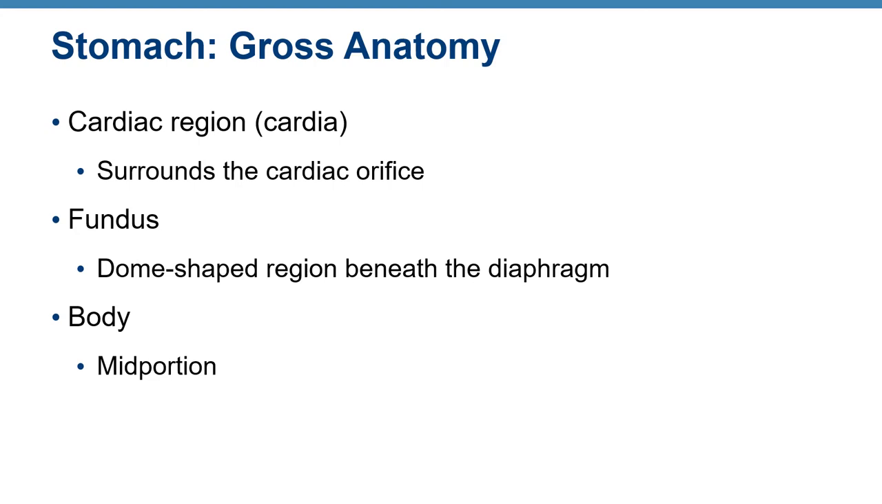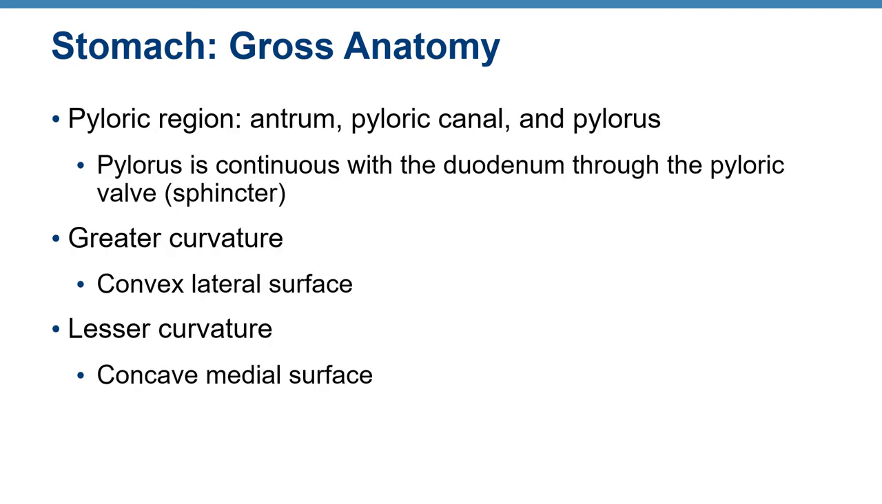The stomach has several regions itself. There's the cardiac region, or cardia, which surrounds the cardiac orifice; the fundus, a dome-shaped region beneath the diaphragm; the body, the mid portion of the stomach; and the pyloric region, which includes the antrum, pyloric canal, and pylorus. The pylorus is continuous with the duodenum through the pyloric valve or sphincter. Then in the stomach you can see the greater curvature, a convex lateral surface, and the lesser curvature, a concave medial surface.